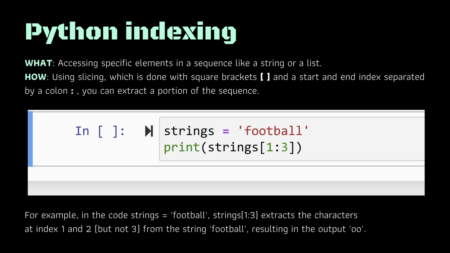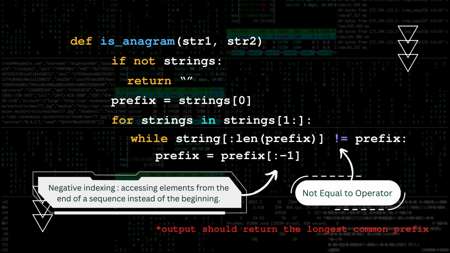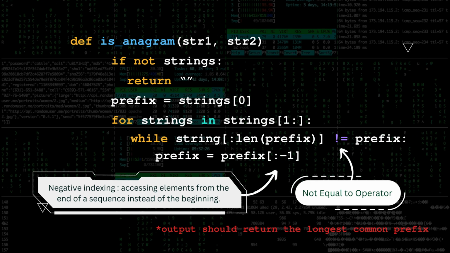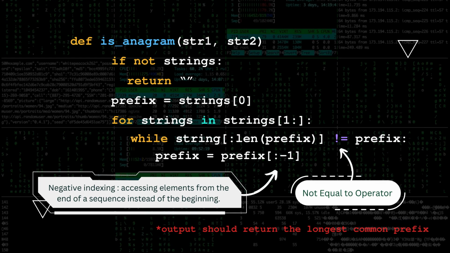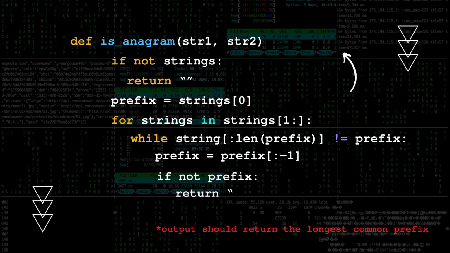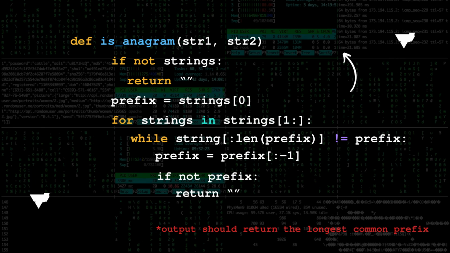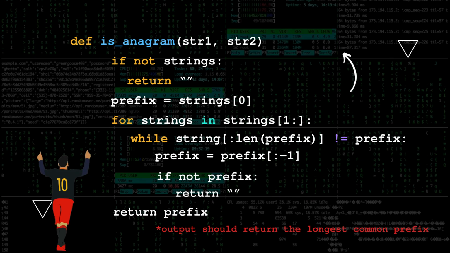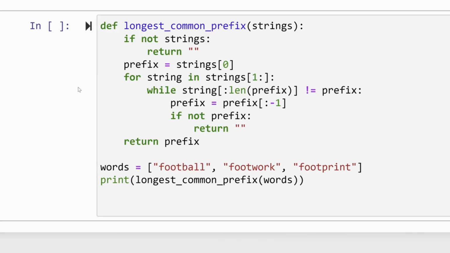If the portion of the current string is not equal to the prefix, we remove the last character from the prefix. This is done using slicing again, but with a negative index, which means all elements except the last one. We continue this process until the prefix matches the beginning of the current string, or until the prefix becomes empty. If the prefix becomes empty, it means there is no common prefix among the strings, and we return an empty string. Finally, we score a goal by returning the prefix, which is now the longest common prefix among all the strings. For example, given the list football, footwork, footprint, the longest common prefix is foot.